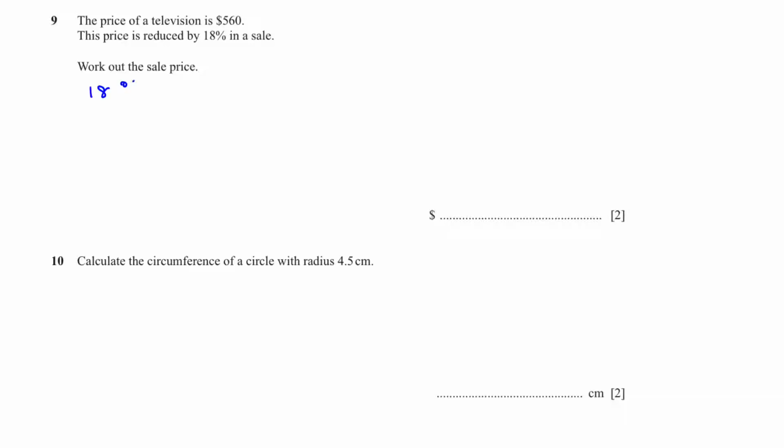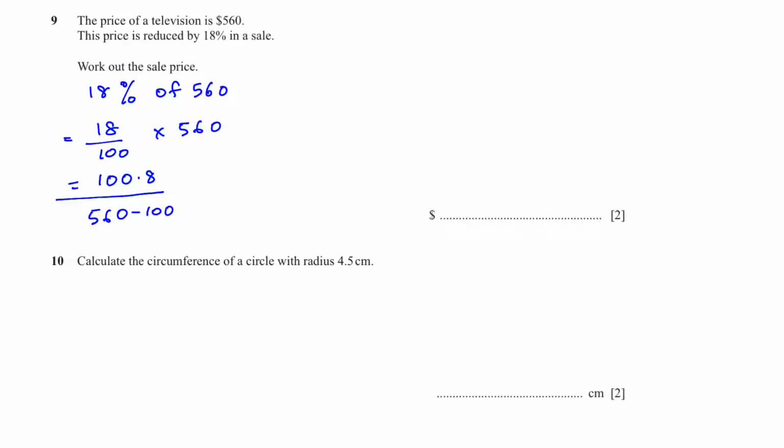18% of 560. So we write 18 over 100 multiplied by 560. You will get 100.8. So this much amount has been reduced. What was your original price? 560. 560 minus 100.8 is going to give us 459.20.